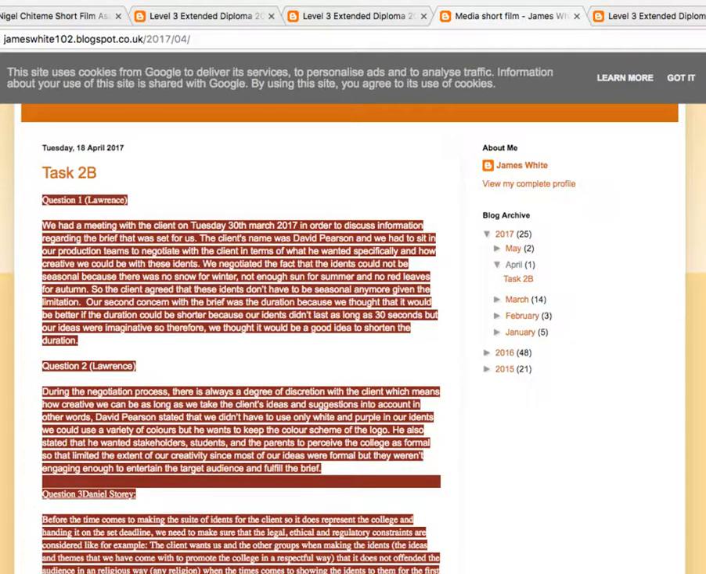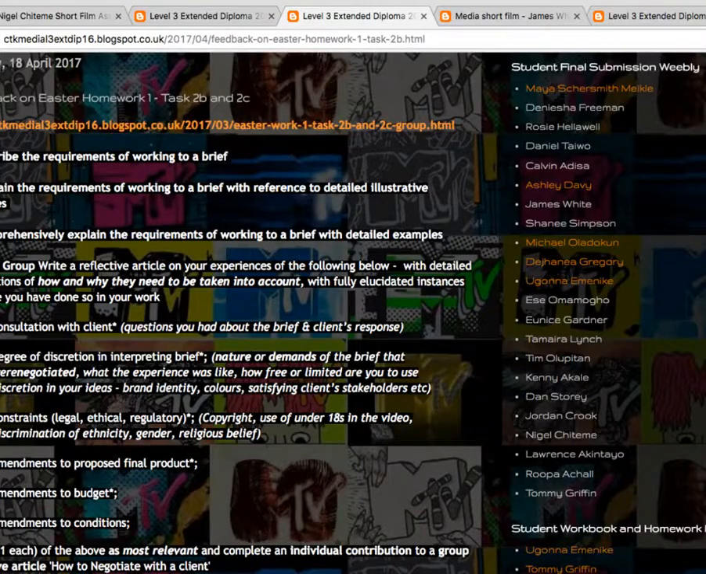Okay, this is feedback for task 2B. This was the work set over the Easter holidays, the task that we found here, Easter homework 1. So for a pass it was to describe the requirements of working to a brief, and for a merit it was to explain the requirements with examples, and distinction was to comprehensively explain.